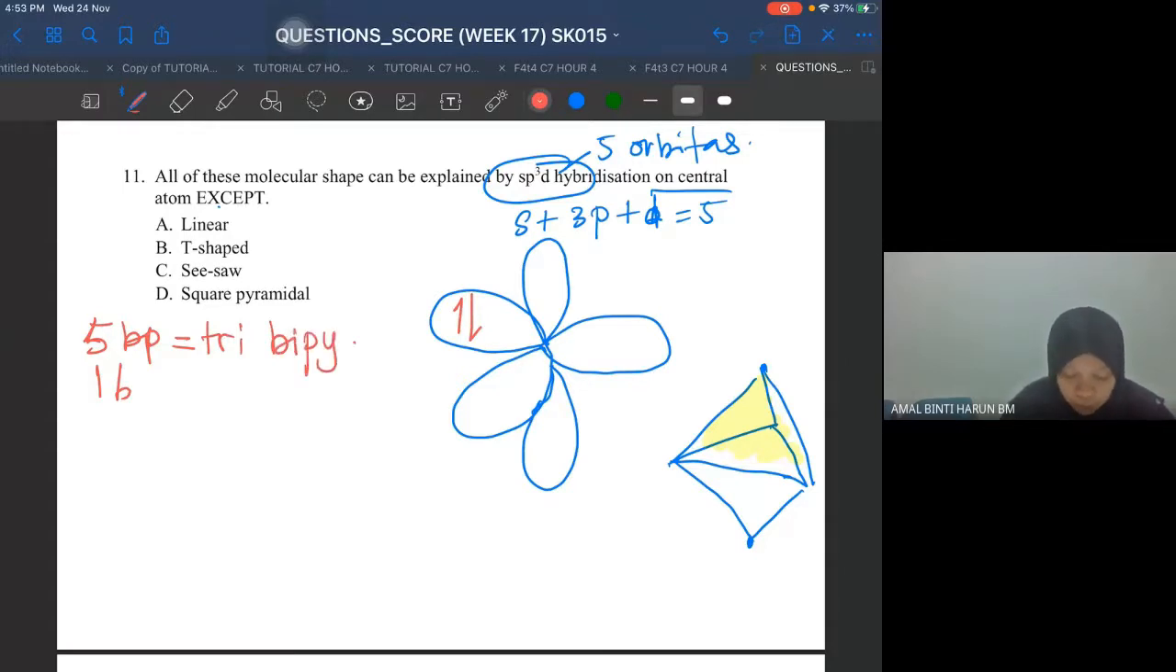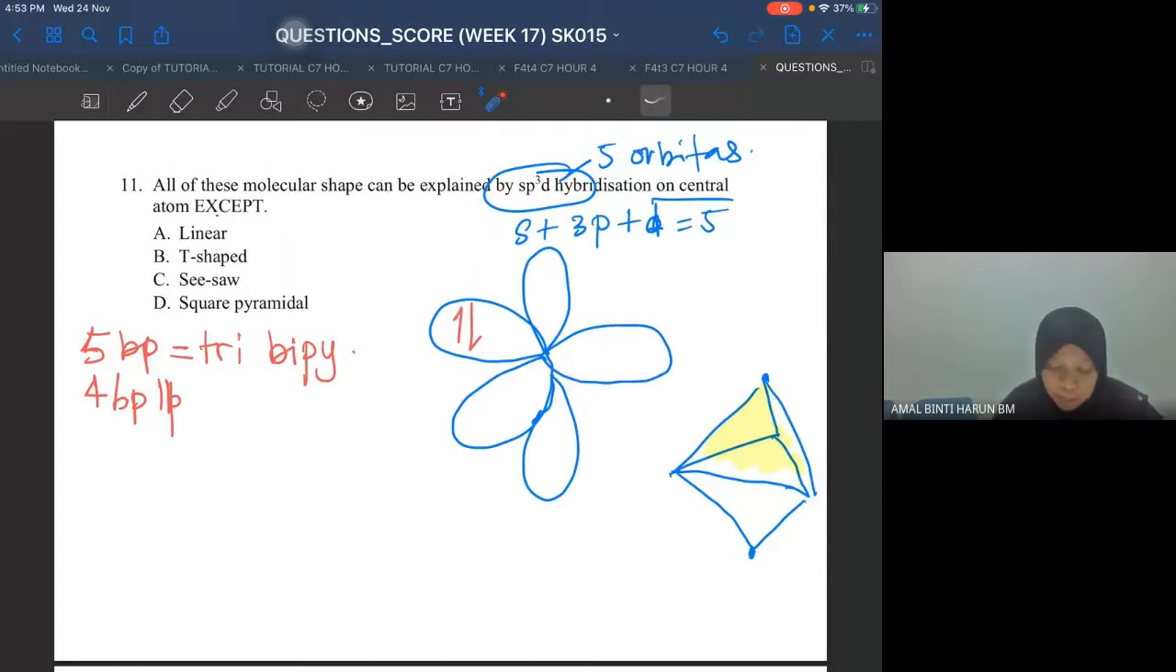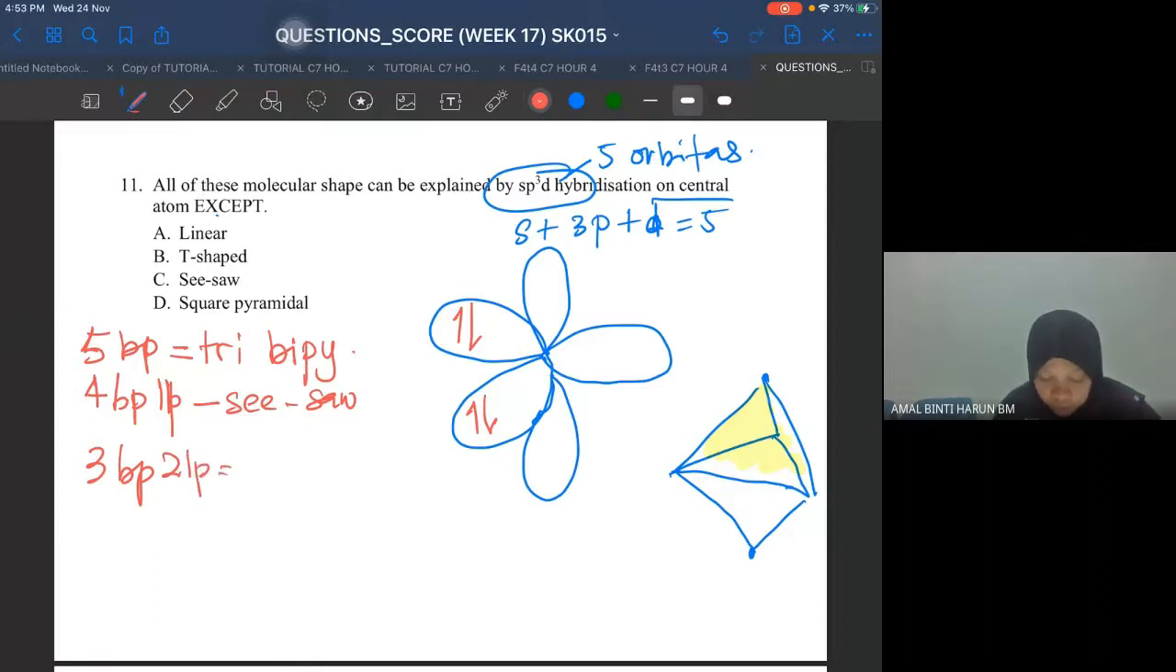Semua bonding. Okay, kalau 4 bonding pair, one lone pair, ni lone pair dia. So you akan nampak shape dia apa? Ni lone pair kat sini. So terbalikkan benda ni, oh tak boleh terbalik. So dia akan jadi, shape dia a seesaw. Okay. Kalau kita ada lone pair lagi, letakkan lagi kat sini. So you akan nampak 3 bonding pair, 2 lone pair, dia akan jadi T-shape.